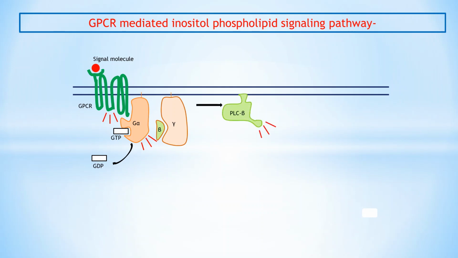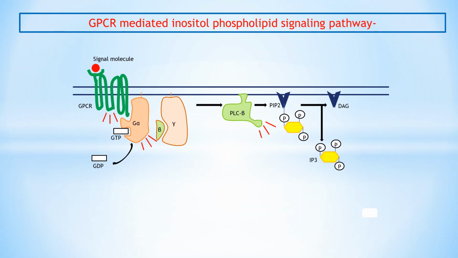The activated G-alpha now dissociates from the beta-gamma complex and goes and interacts with the PLC-beta or phosphatidyl inositol specific phospholipase C-beta. The G-alpha activates the PLC-beta, which in turn hydrolyzes the phosphatidyl inositol 4,5-bisphosphate or PIP2 into two molecules, that is inositol 1,4,5-triphosphate or IP3 and diacylglycerol or DAG.